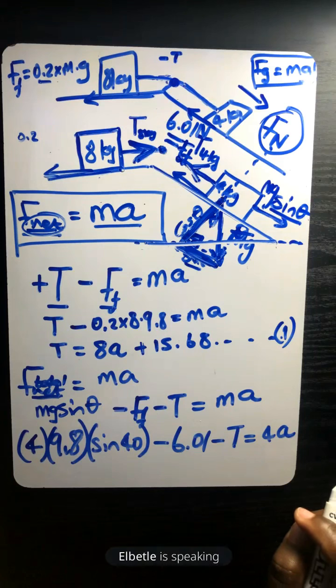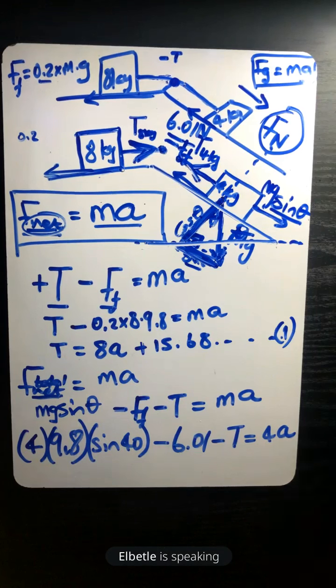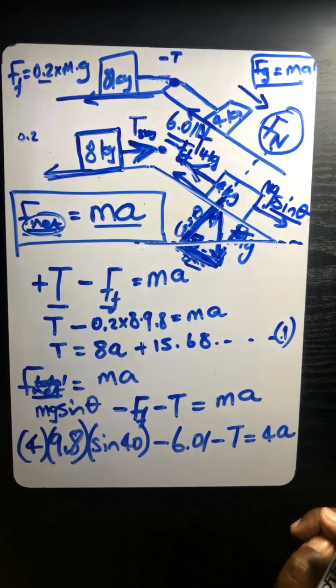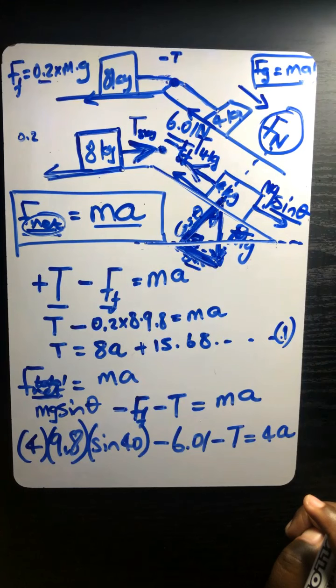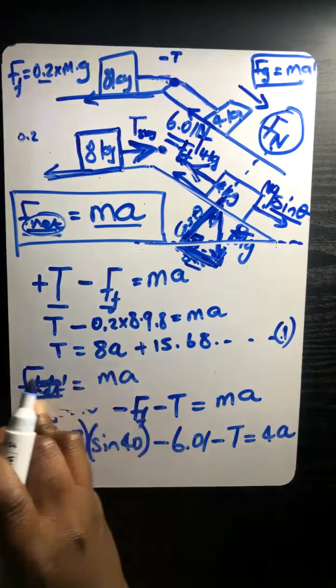Wait, the formula is confusing. Okay, F net equals to MA. Then, okay, we're looking for all the forces, right? Wait, so are you replacing the F net with MG sine theta? Then you're going to add all the other forces next to it. Oh, you say you have been confused by that one.